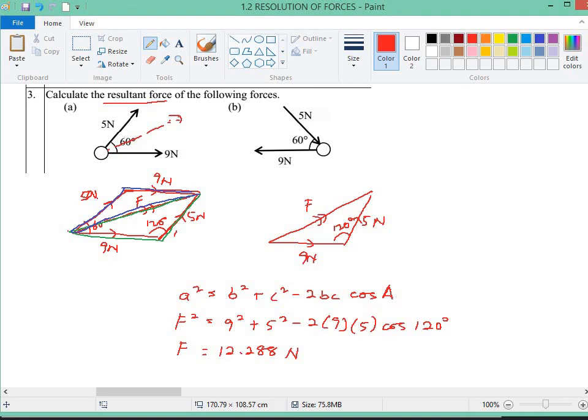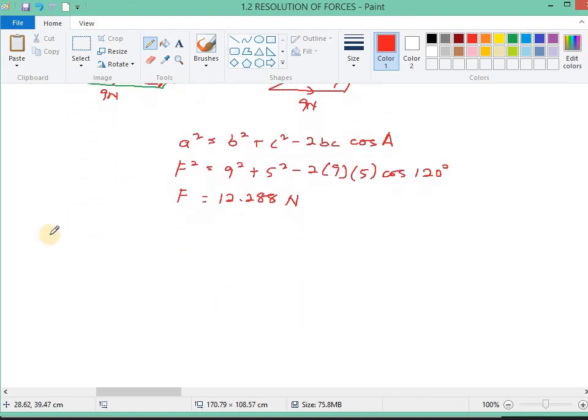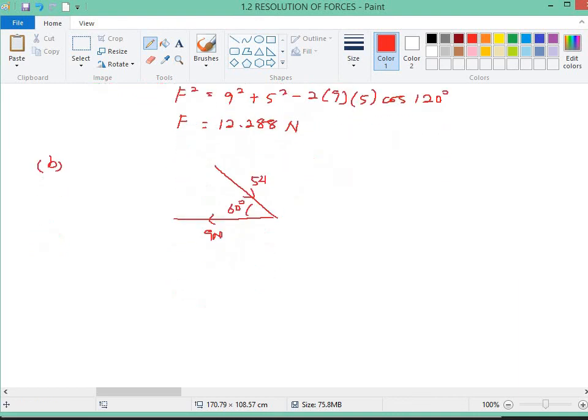Let's look at B. For B is like this. One force here, another force here. This is 60 degree. Logically, if there is a 5 Newton pushing in this direction and 9 Newton pulling in this direction, the object should move somewhere in this direction.